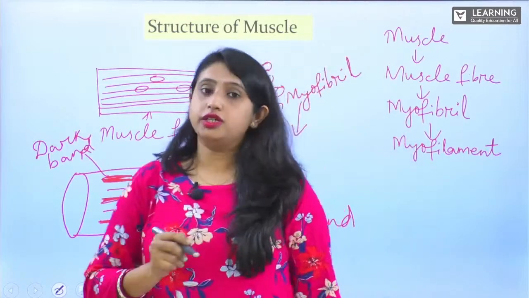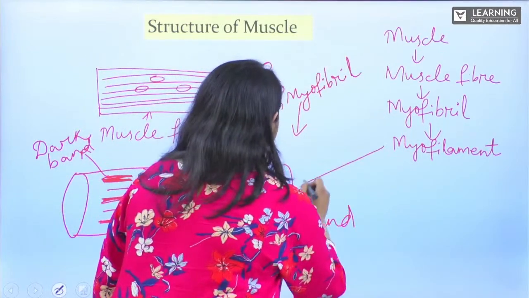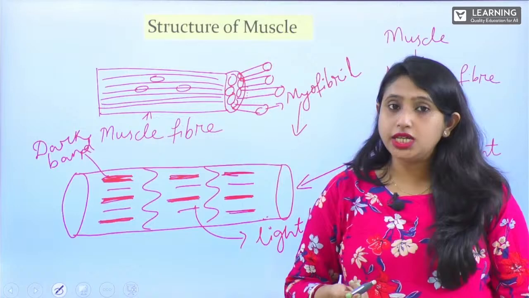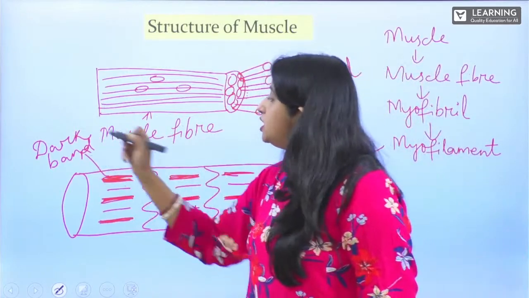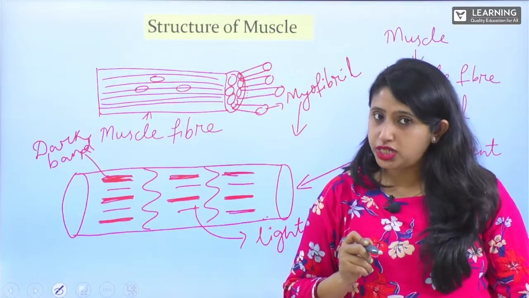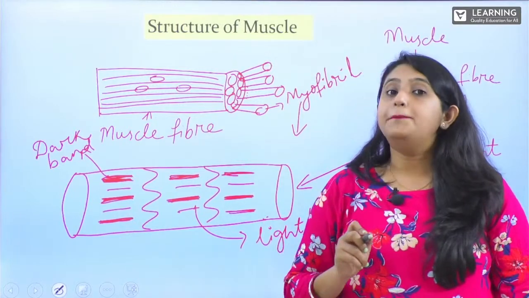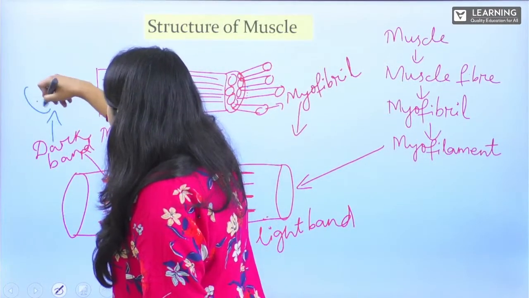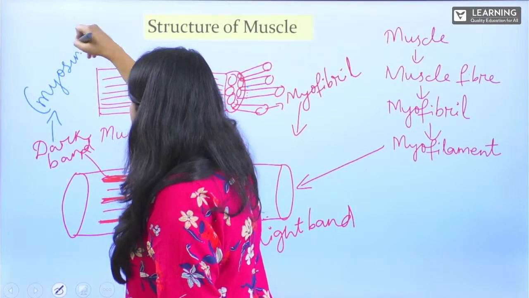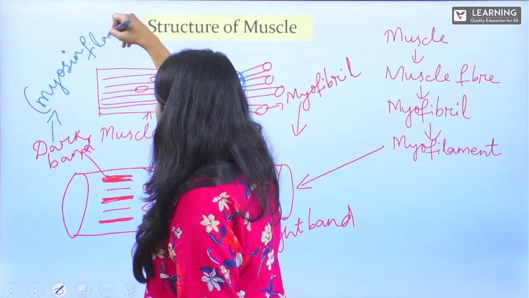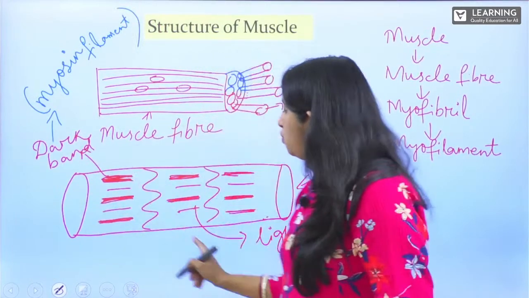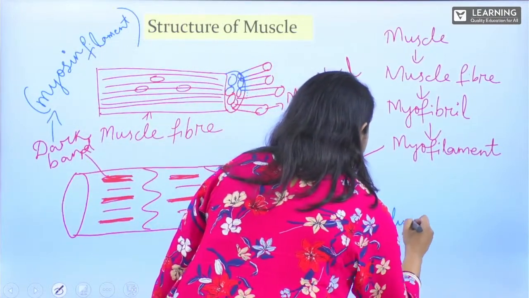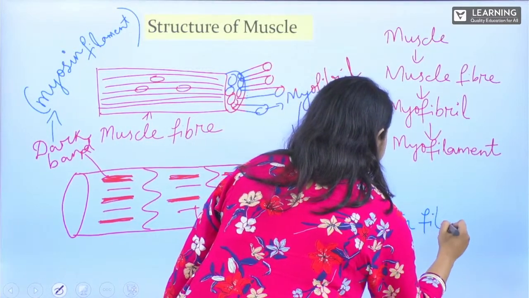Now what is this structure? This structure is for myofilament. We will see the light and the dark bands in the myofilament. This dark band is made up of a protein known as myosin. So this dark band is made up of myosin filament. And what about this light band? This light band is made up of actin filament.